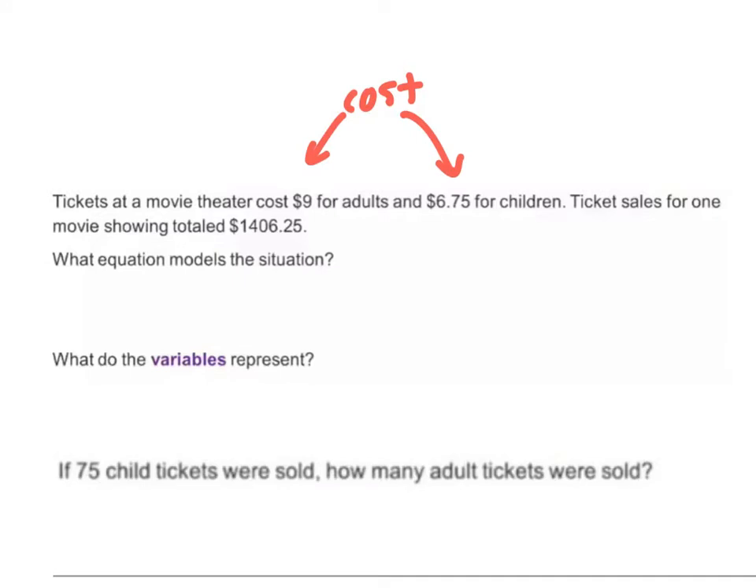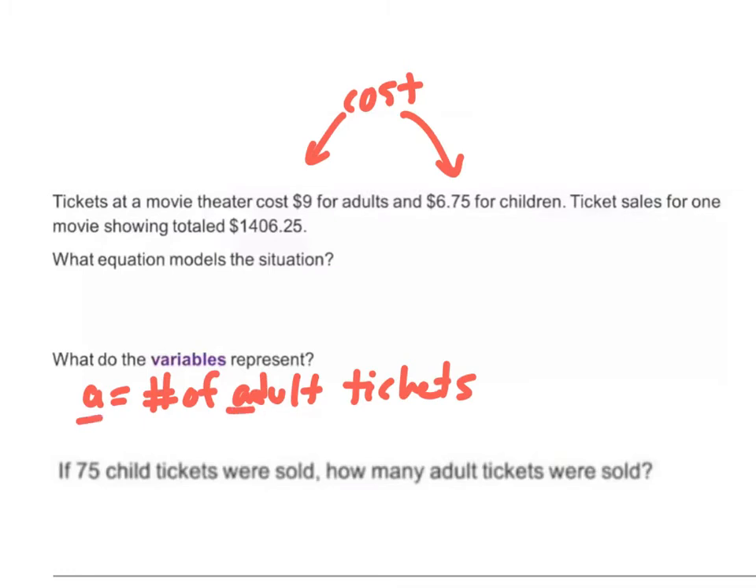You have the cost of the ticket, and then you have the number of tickets, and then you figure out how many tickets are sold, gives you the total amount. So I'm going to do this. I'm going to have the variable A, and I'm going to call that the number of adult tickets. You can use whatever variable you want, but A goes with adults, okay? So then I'm going to also create another variable, C, and that's equal to the number of child tickets.